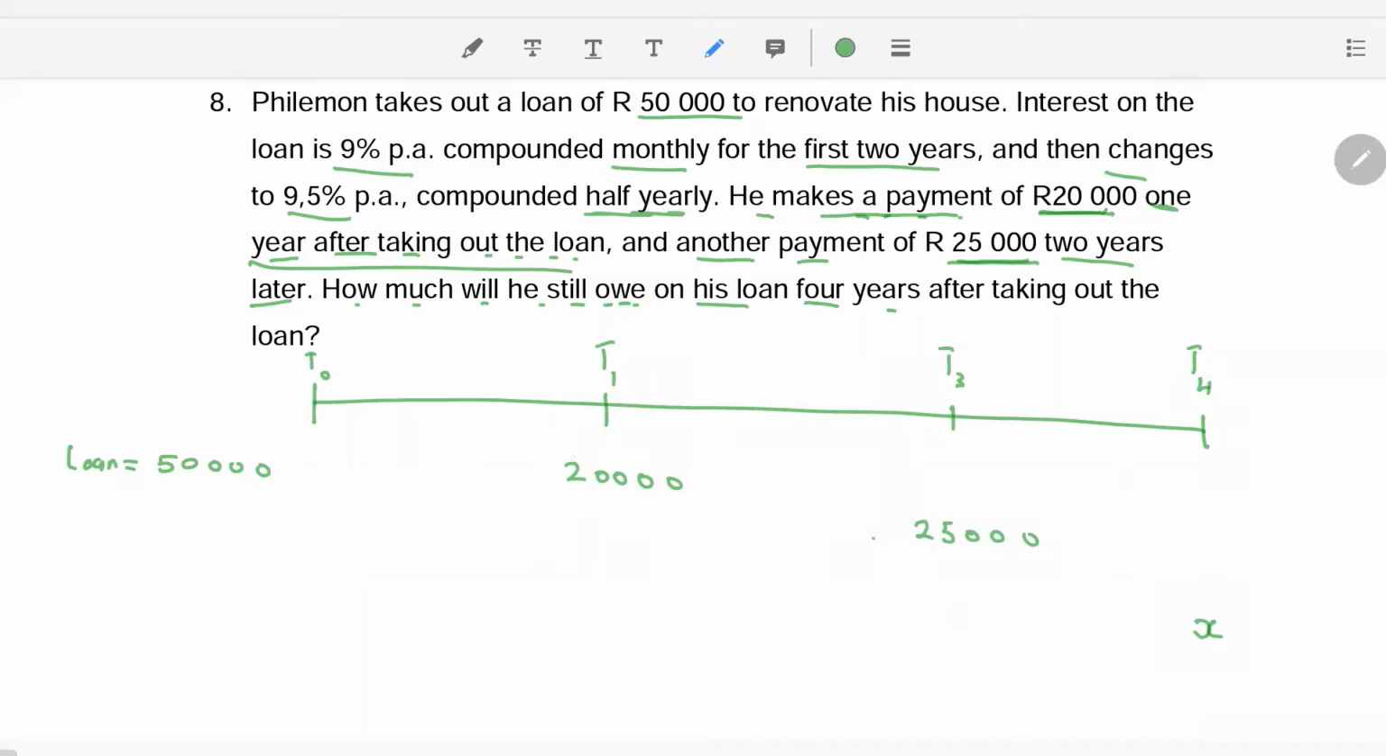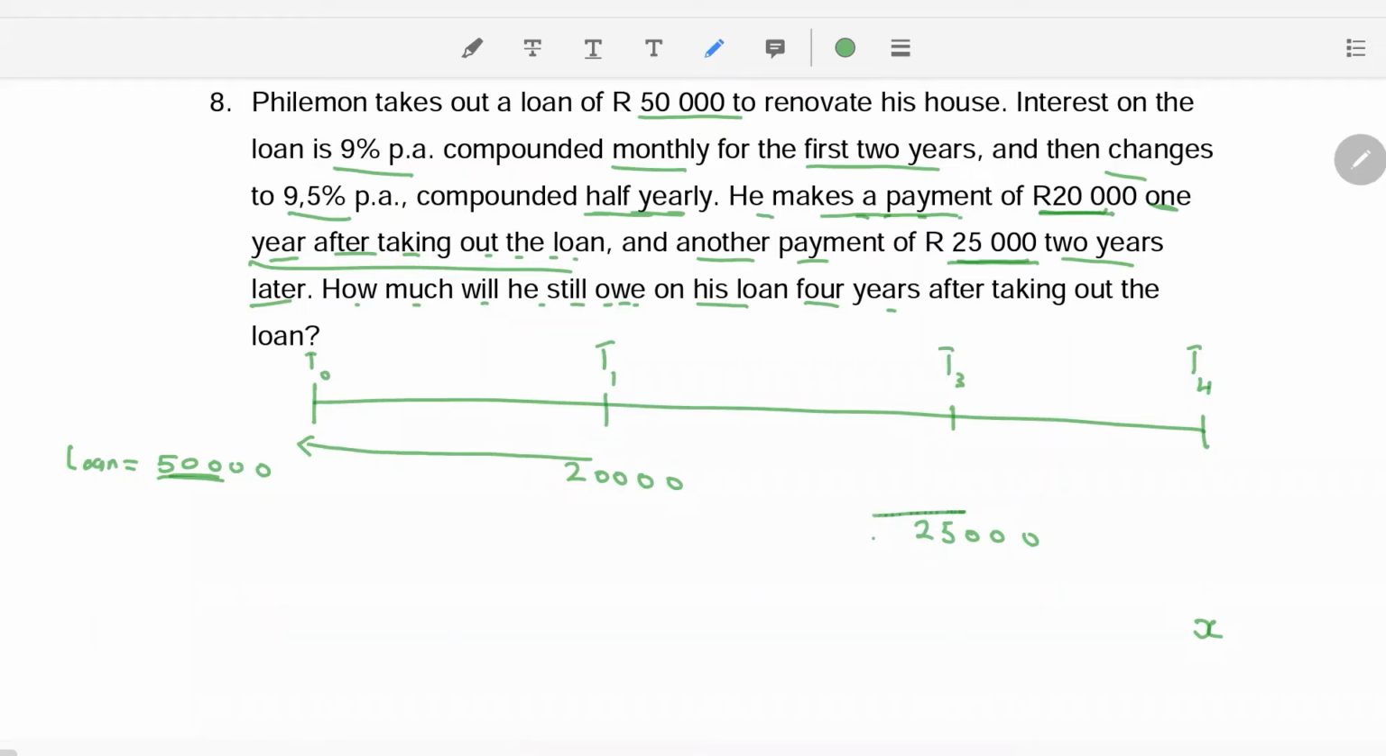The 20,000 is part of the loan of 50,000. So the question is, what amount of the 50,000 gains interest to make an amount of 20,000? That's what we need. What amount of the 50,000, which is the loan, and interest made Philemon pay 20,000.